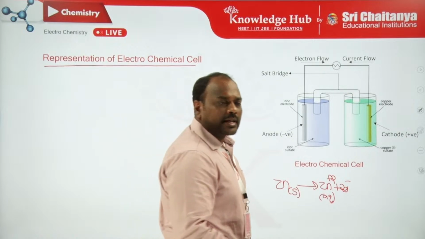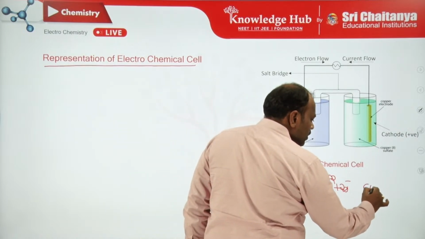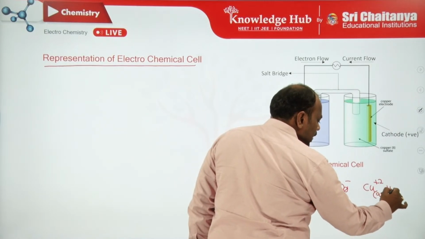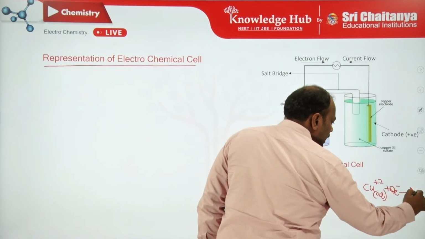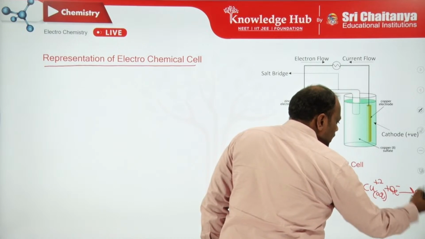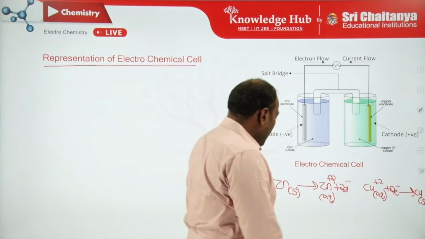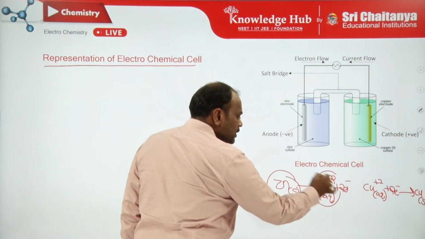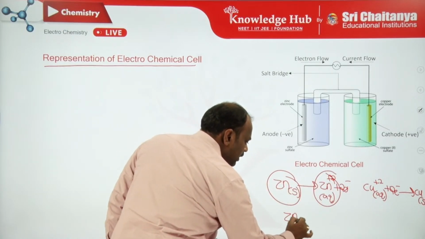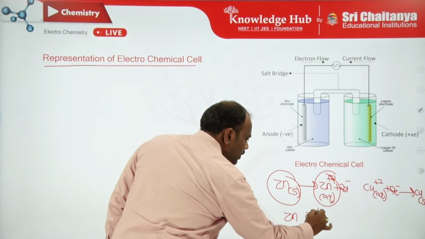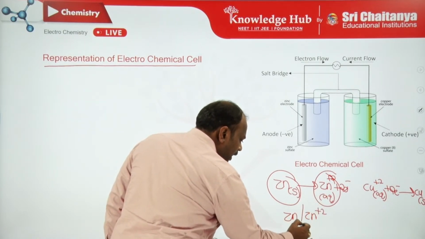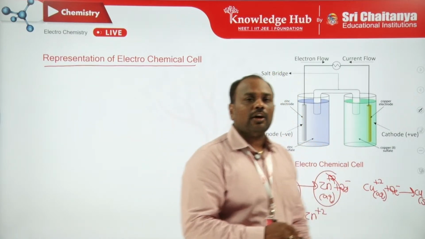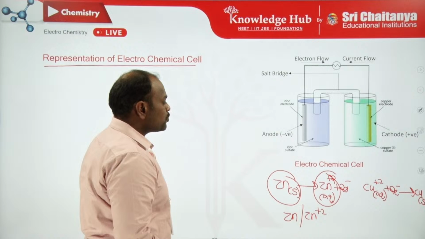What is the reaction that takes place on the right side? Cu plus 2 aqueous gains 2 electrons and is converted to copper in solid form. What happened on the left? Zinc is converted to Zn plus 2. This is indicated by the slash. The slash indicates conversion of the zinc electrode into Zn plus 2.